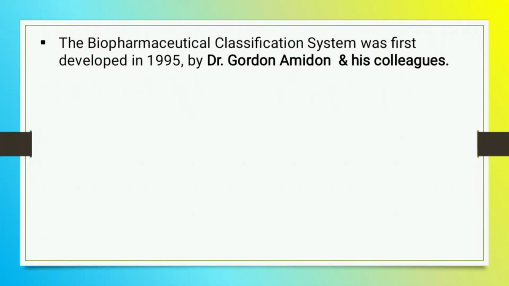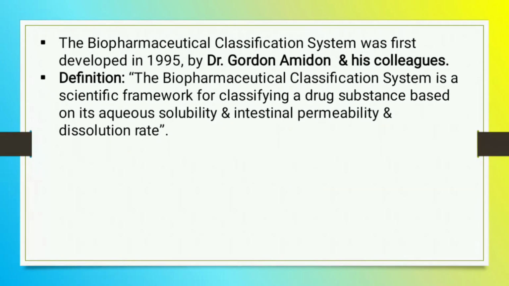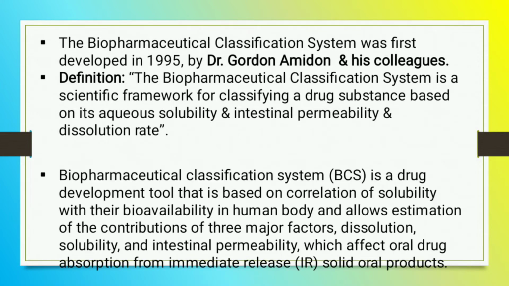You know that the biopharmaceutical classification system was first developed in 1995 by Dr. Jordan Amidon and his colleagues. We can define the BCS system as a scientific framework for classifying a drug substance based on its aqueous solubility, intestinal permeability and dissolution rate.